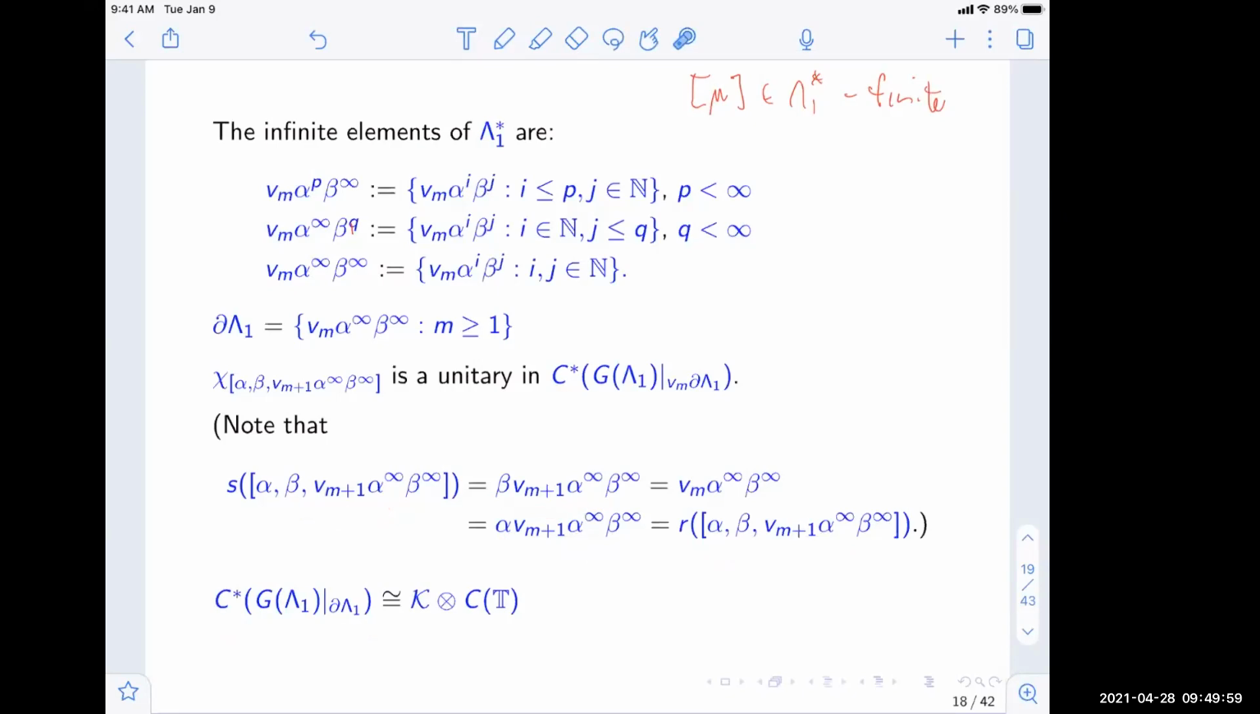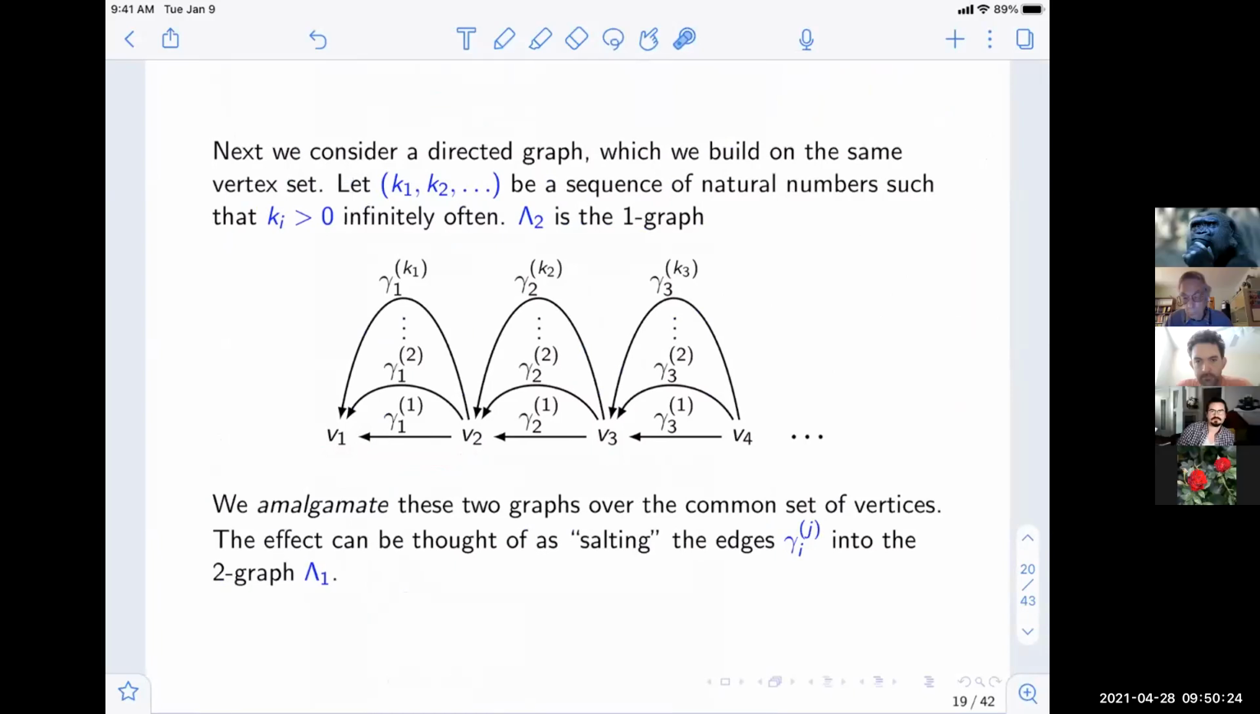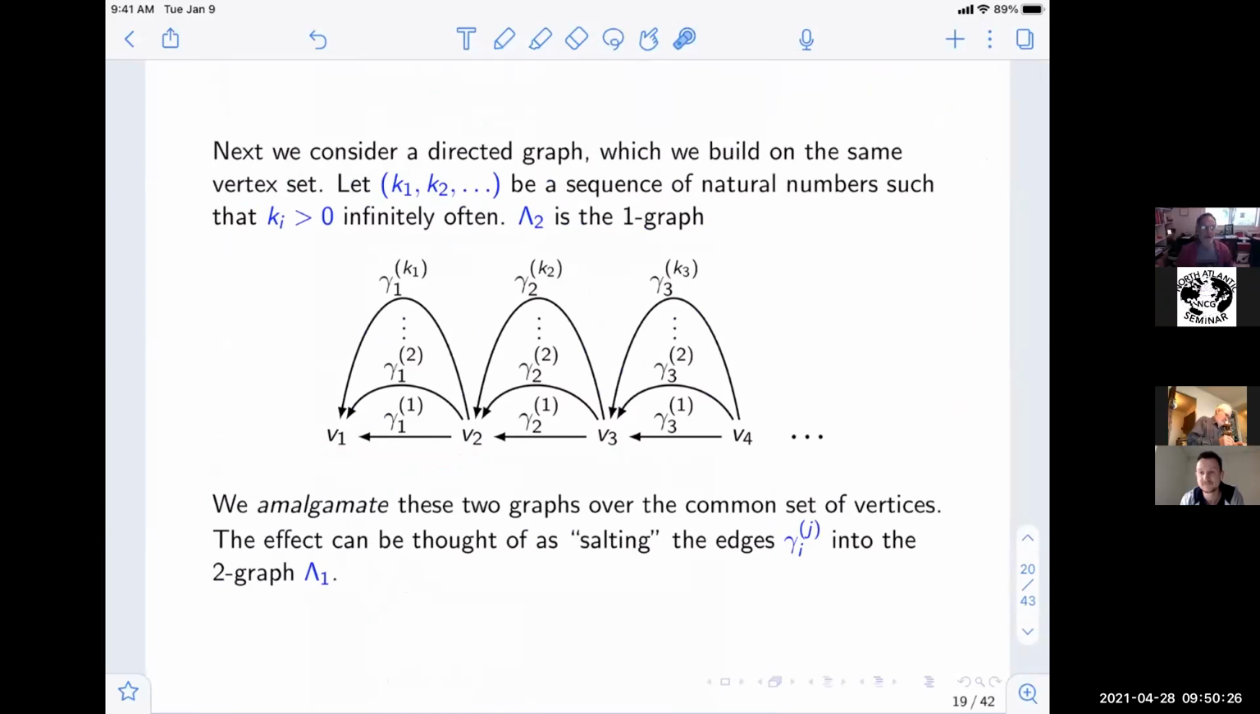Okay, so I said we're going to amalgamate to build our examples. This 2 graph is the first ingredient. The second ingredient is a 1 graph, or a directed graph. I'm using the same set of vertices to indicate how the amalgamation will go. The idea is that between successive vertices, we have a certain finite number of edges. The sequence K1, K2 is just representing how many edges you have between the ith and the (i plus first) vertices.